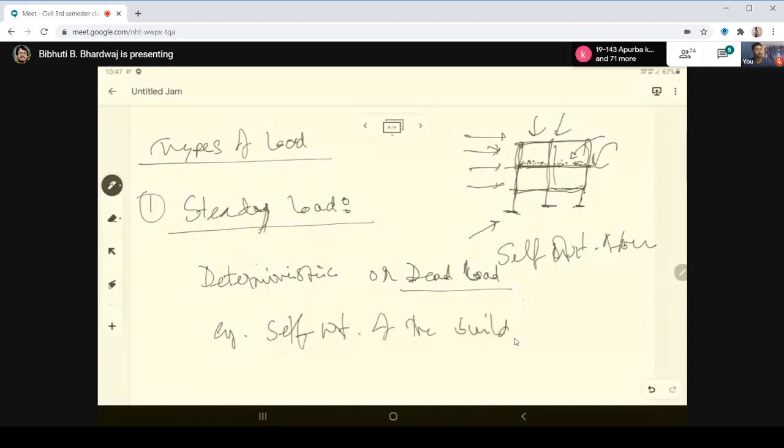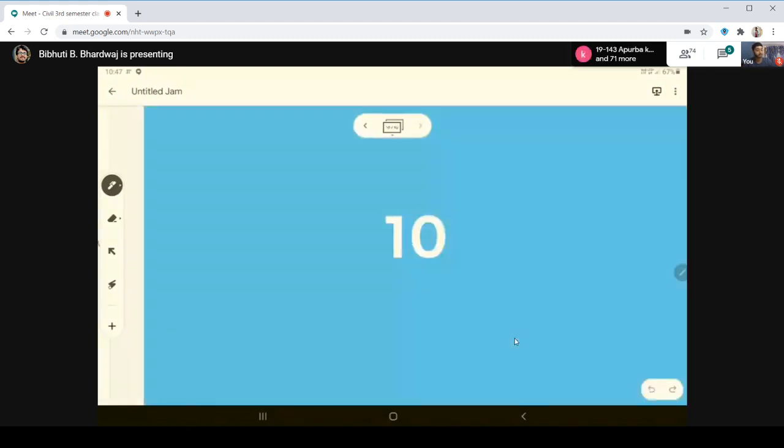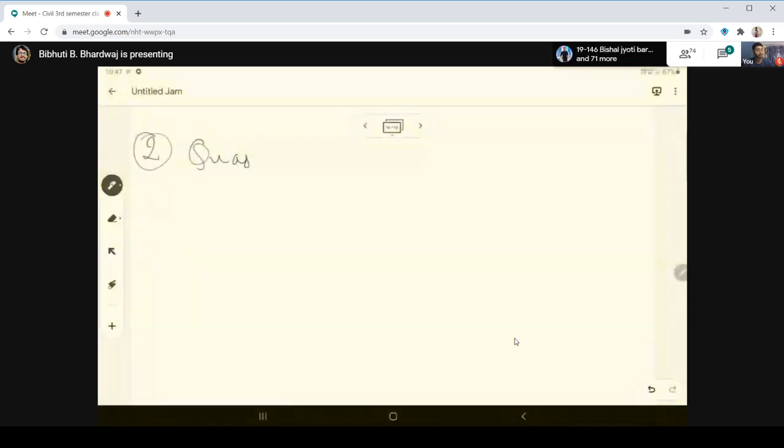Got it? Next type of load, you write down: quasi steady load. Quasi steady means you write down these loads are deterministic up to some extent. These loads are deterministic up to some extent, but change with time over a long period. Okay, over a long period.